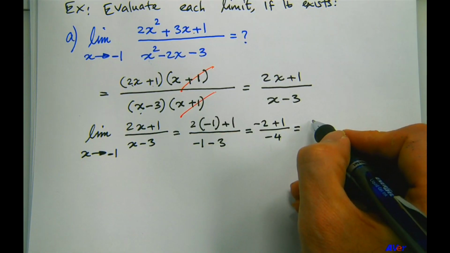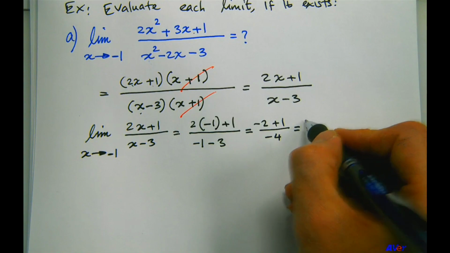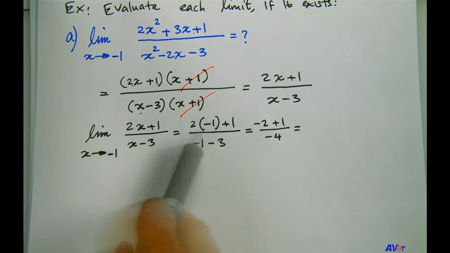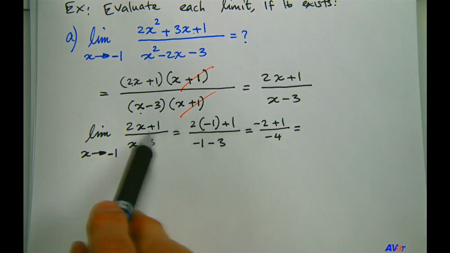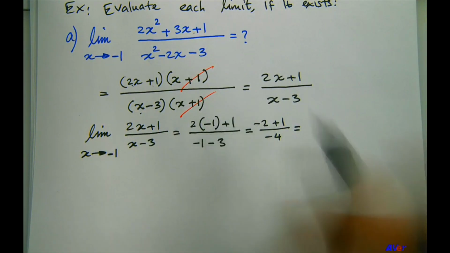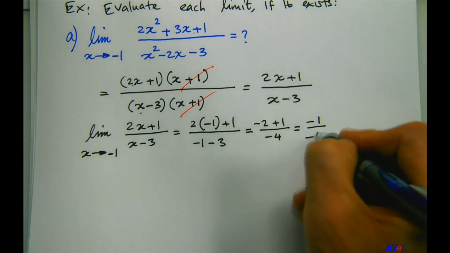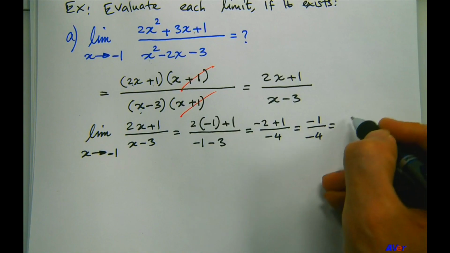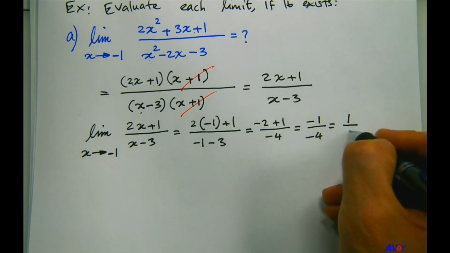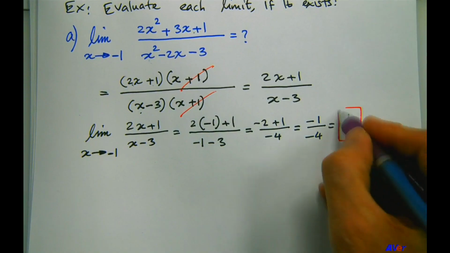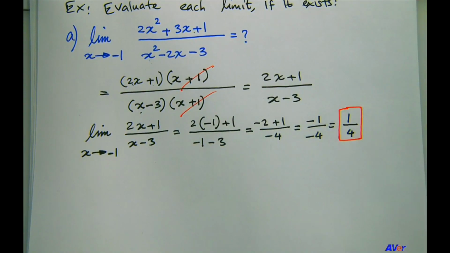So we have minus 2 plus 1 divided by minus 4. So that'll be minus 1 divided by minus 4, or 1 over 4. Okay, like that.